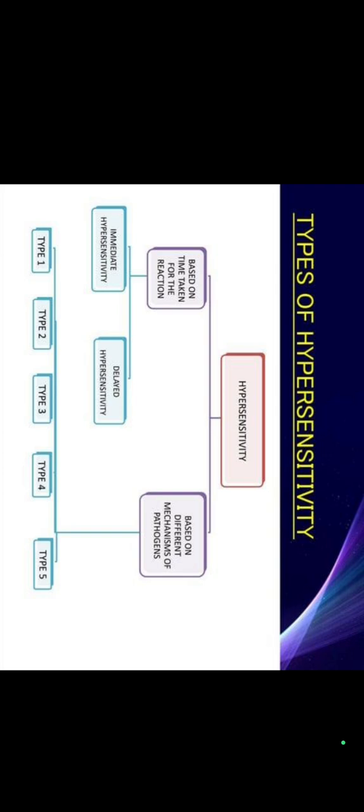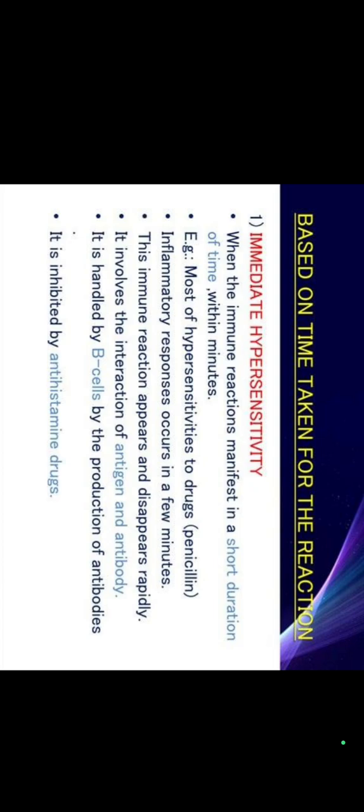Types of hypersensitivity. Hypersensitivity is broadly classified into two types: based on the time taken for the reaction, and based on different mechanisms of pathogenesis. Based on time taken for the reaction, there are two types: immediate hypersensitivity and delayed hypersensitivity. Based on different mechanisms, there are five types: type 1, type 2, type 3, type 4 and type 5.